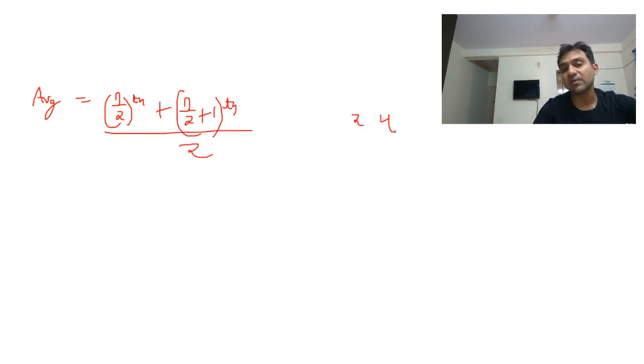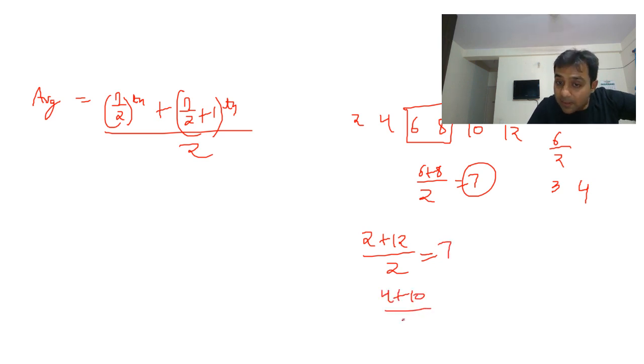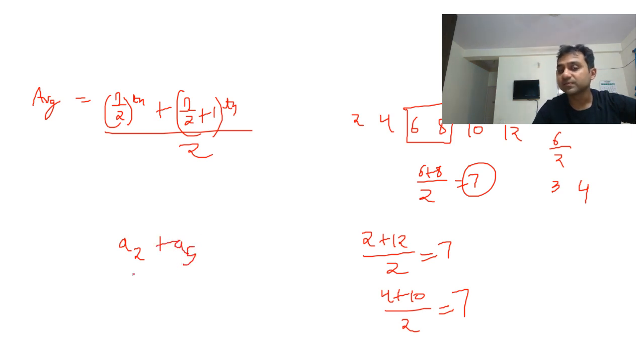So suppose we have 6 terms. What is 6 by 2? Third. So third and next term, fourth. So average of these two terms, 6 plus 8 by 2, 7 is the average. Now all the remaining things, the average of 2 plus 12 by 2 will also be 7. 4 plus 10 by 2 will also be 7. They are all the same. If I want to find the pair of A2, and the number of terms is 6, so 7, the combination will be A5.